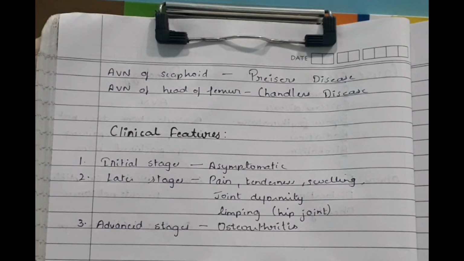An important thing to remember in avascular necrosis is that avascular necrosis of the scaphoid bone is also called Preiser's disease. Avascular necrosis of the head of the femur is called Chandler's disease.